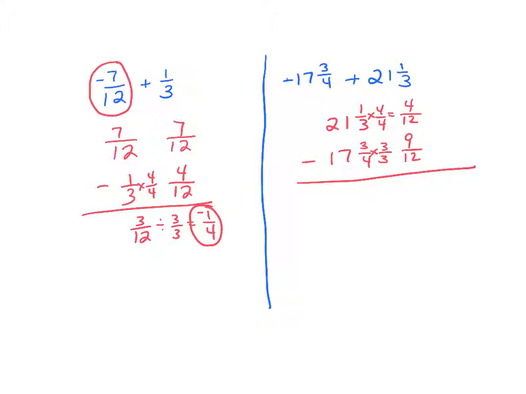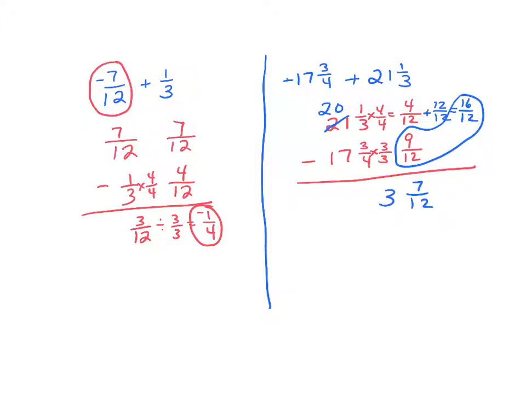Now remember, I cannot go 4/12 minus 9/12 because the 9 is larger than the 4. So I have to take 1 away from the 21, make that a 20, and that 1 that I took away, I'm going to think of it as 12/12. So 4/12 plus 12/12 gives me 16/12. Now I can subtract 16/12, subtract 9/12 gives me 7/12, and 20 subtract 17 gives me 3.